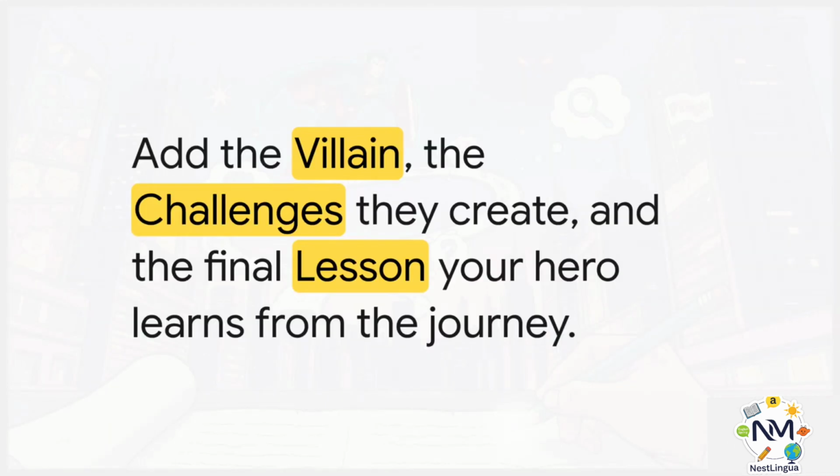All right, to finish up our roadmap, we need the final pieces. Of course, you need a villain or opponent. Who's going to challenge your hero? What's their name? What's their evil plan? That villain creates the challenges and conflicts. And last but not least, the lesson or message. What's the whole point of the story? What does your hero learn along the way?